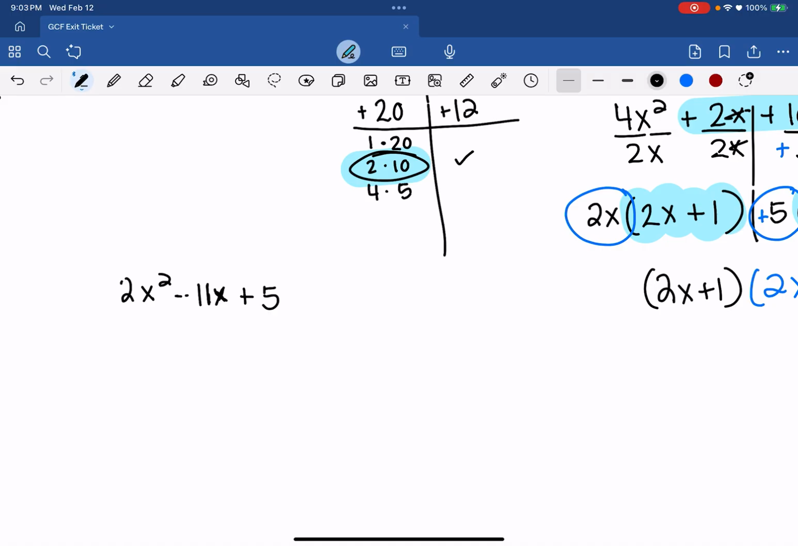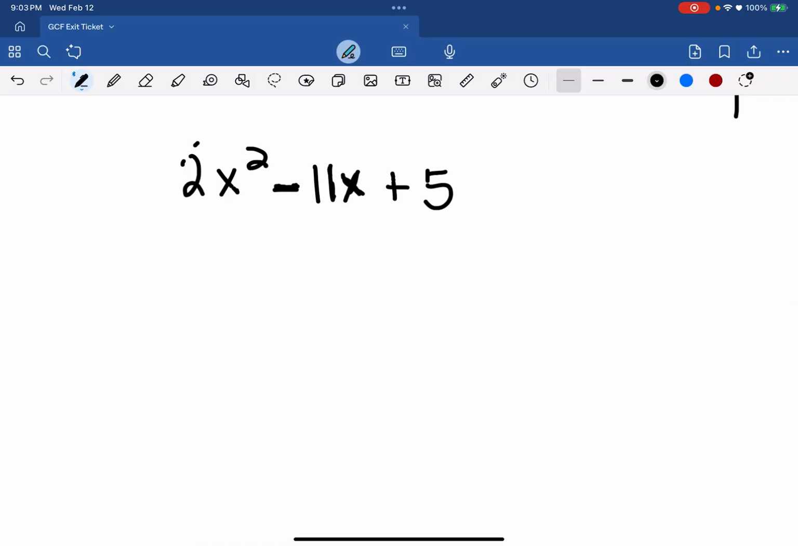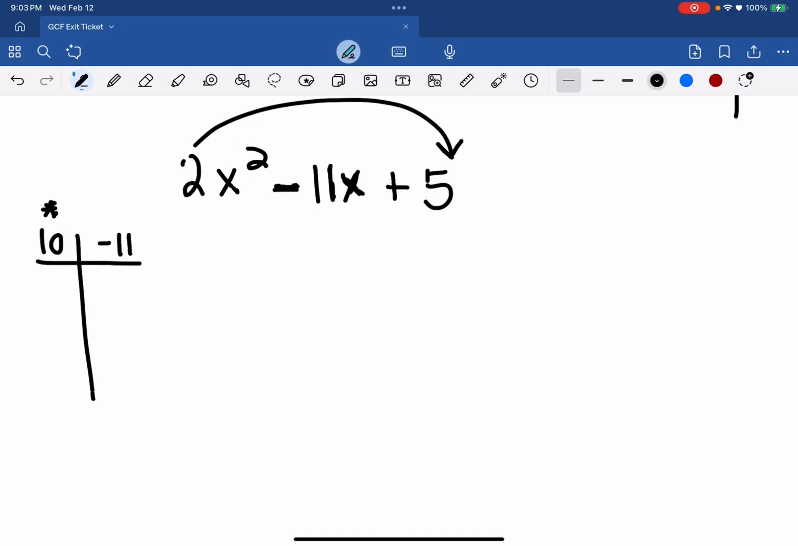Okay, so again, my leading coefficient is not 1. So I do have to multiply those. So 2 times 5 is a 10, but I need it to add to negative 11. This is when the negatives come into play. So again, I'm looking for factors of 10. So 1 times 10, 2 times 5. And which of these is going to add to negative 11?